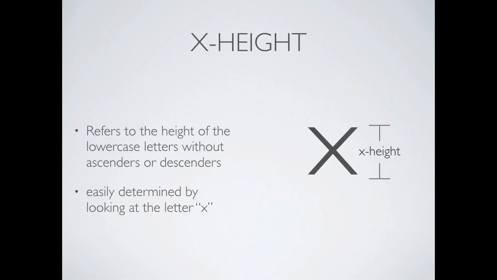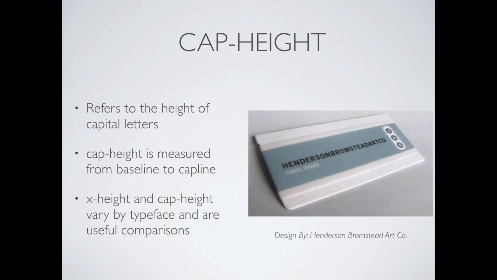X height refers to the height of lowercase letters without ascenders or descenders. So it's essentially the height of an X. Pretty self-explanatory. So the X height is determined by the letter X, and it's different on different typefaces. So depending on what font family you're in, that X height is going to be a little bit different. It's going to change. So it's a useful way of comparing fonts. The cap height refers to the height of a capital letter. So we have the X height for a lowercase letter. The cap height is the height of a capital letter. The X height and the cap height vary by typeface.